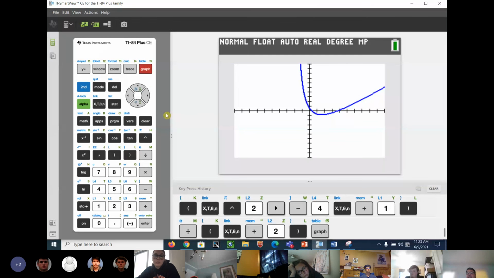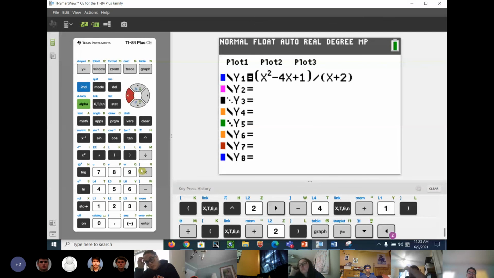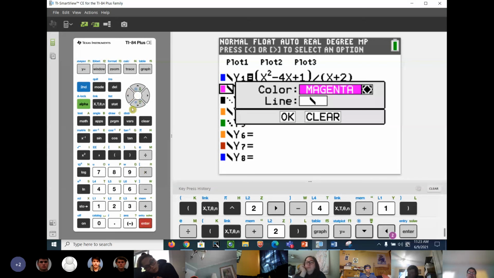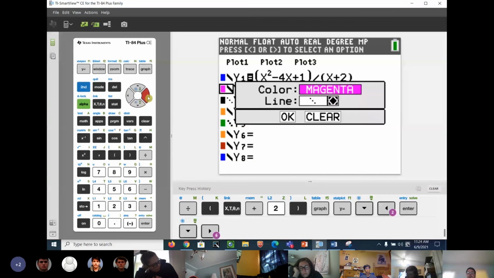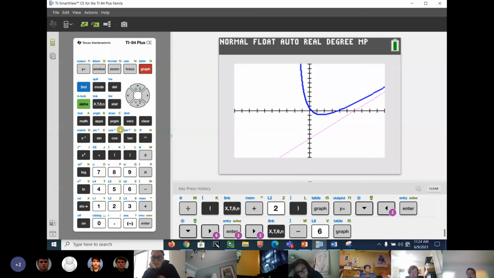And of course I can't see the bottom one, but I'm just going to throw in the horizontal, I meant the oblique asymptote, and I'm going to color it, I'm going to do a dashed, I'll leave it magenta, right there. And we're going to type in x minus 6. And you see it there. See it going through there. And y is equal to negative 2.